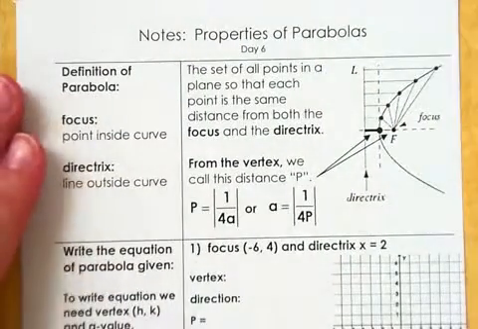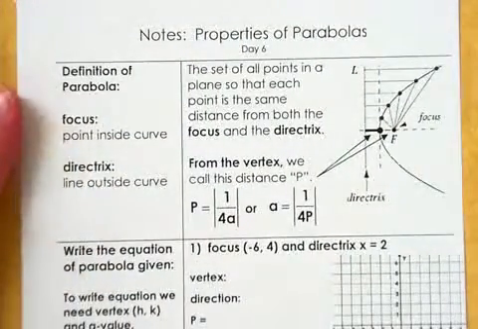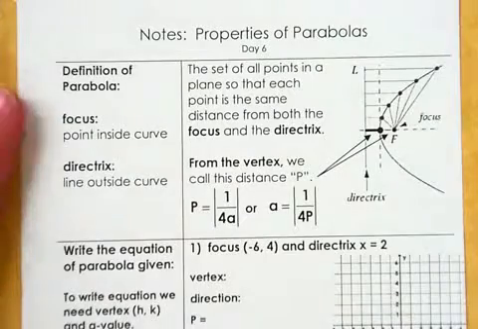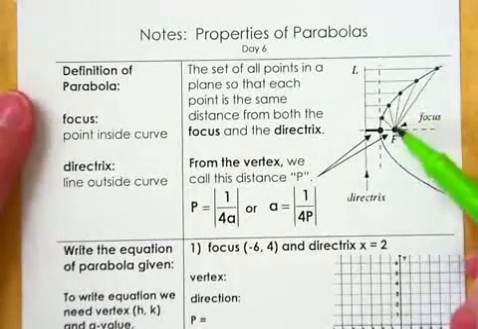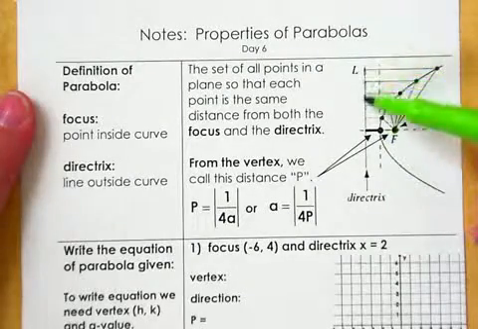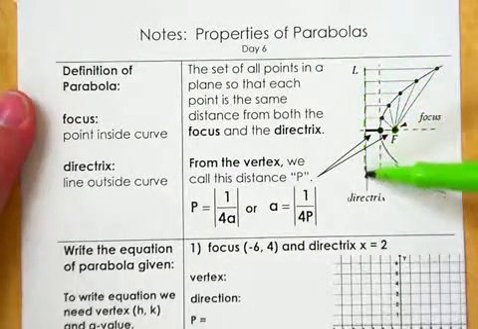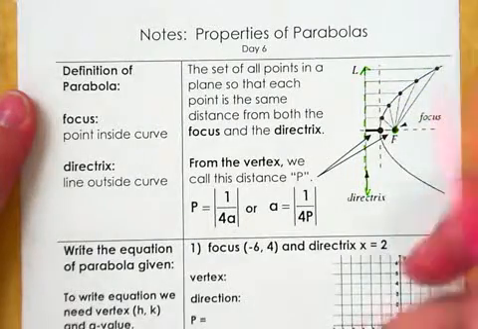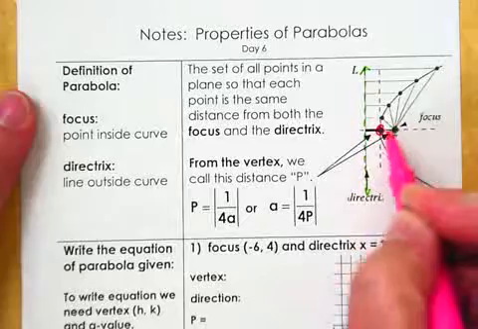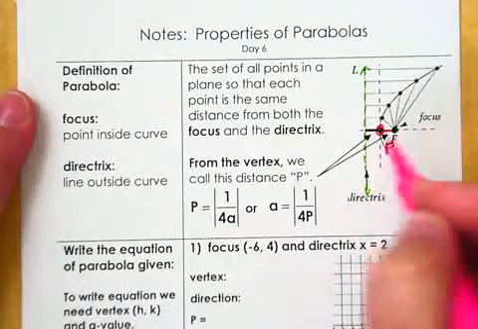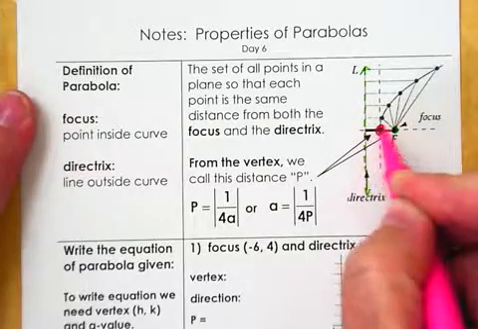I'm going to go ahead and review properties of parabolas. There's a couple new vocabulary words here, focus and directrix. The focus is located inside the curve of the parabola, and the directrix is a line that is on the outside of the parabola. The distance between the vertex point and the focus is called P, which is also the same distance as the vertex to the directrix.